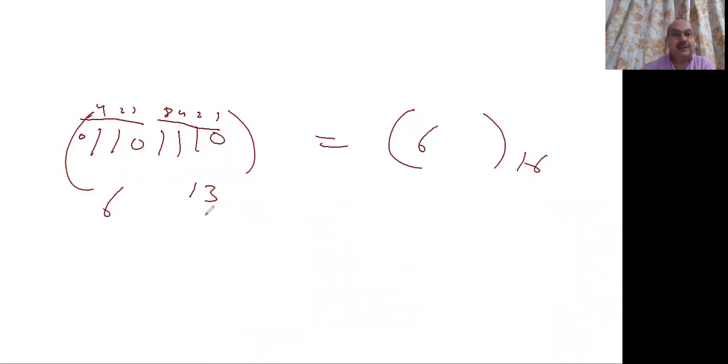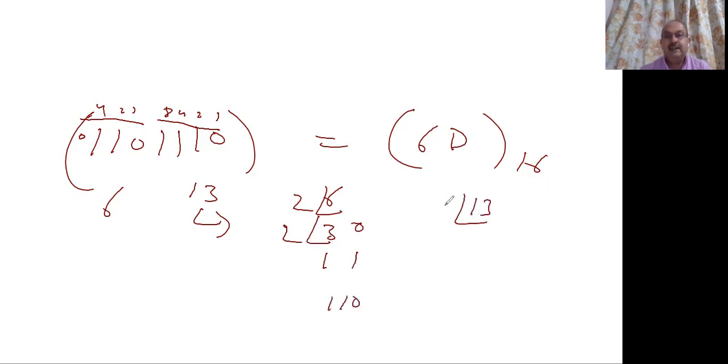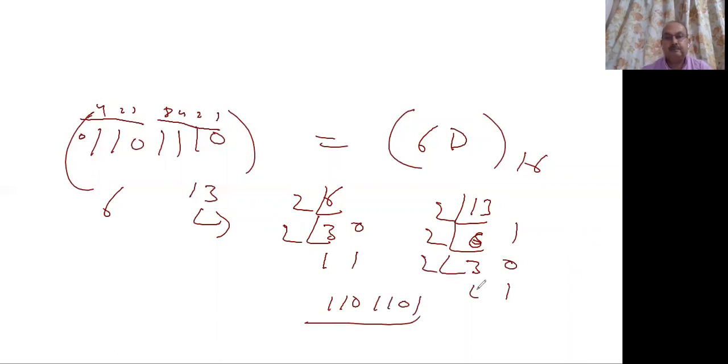So this is written as 6, but 13 is how? 13 is not written as 13. 13 is written as 9, 10, 11, 12, 13: A, B, C, D. So this is 6, D. And same way, if you want to do it reverse, 6 can be divided separately. 0, 2 1s are 2, 1. So this will be 1 1 0. And D is 13. 2 5s are 2, 6 are 12. Remainder is 1. 2 3s are 6. Remainder is 0. And 2 1s are 2. Remainder is 1. 1 1 0 1, and 1 1 0. I hope it is clear.